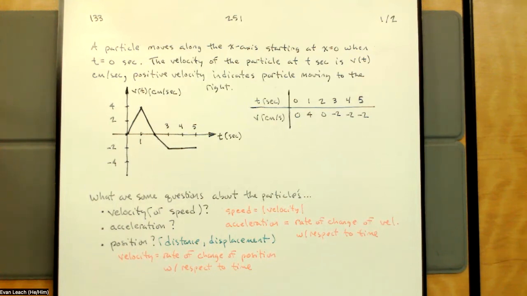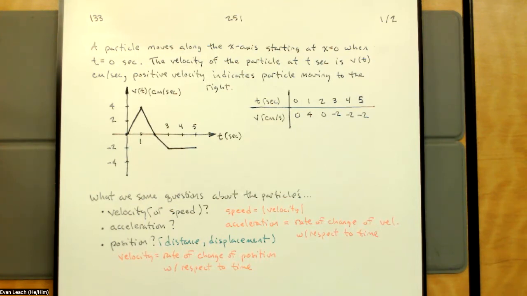After 1 second, it's moving to the right. After 1 second, how far was it from its starting position? 2 centimeters. Where'd you get 2 centimeters from? Area under the curve. Awesome. Derivative is slope of the tangent line. Integral is area under the curve. All that stuff means something. We've got rates of change. So we have a lot of information about that first second.